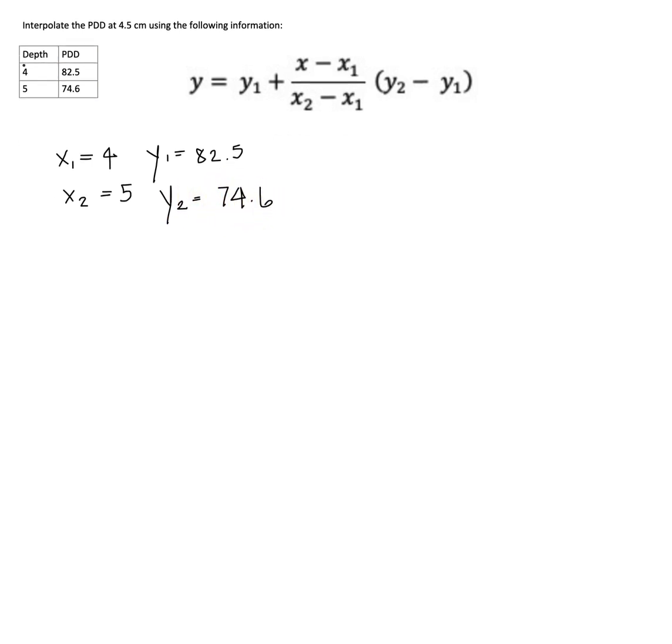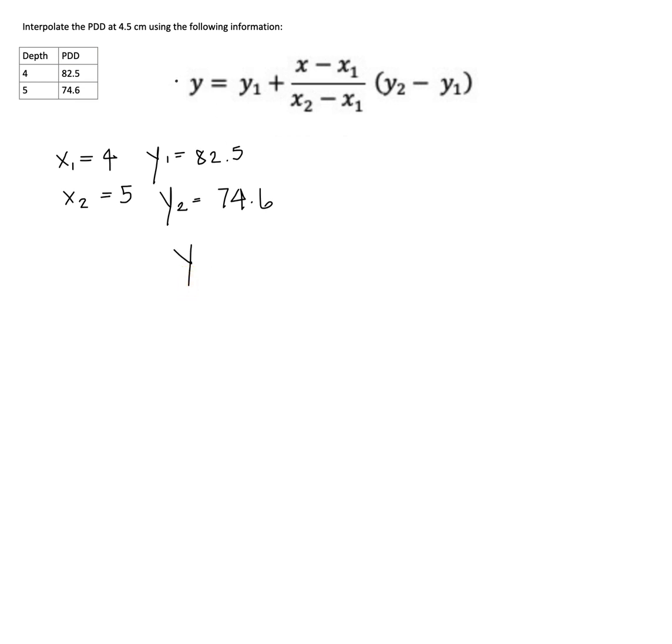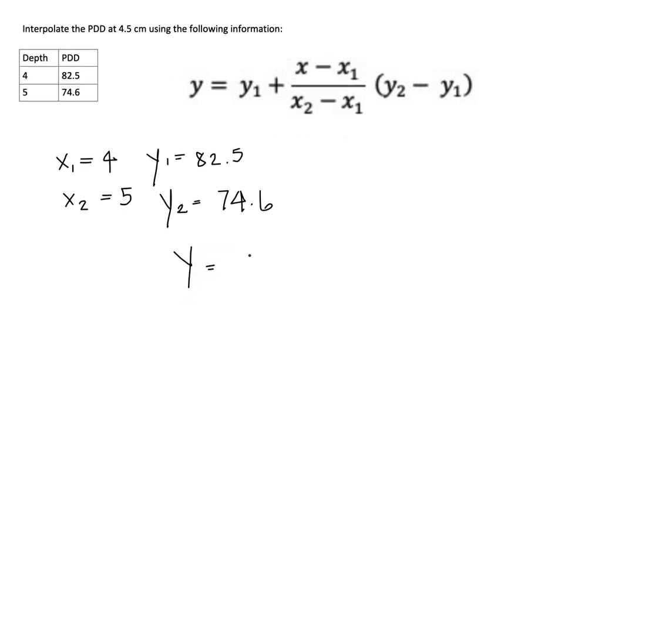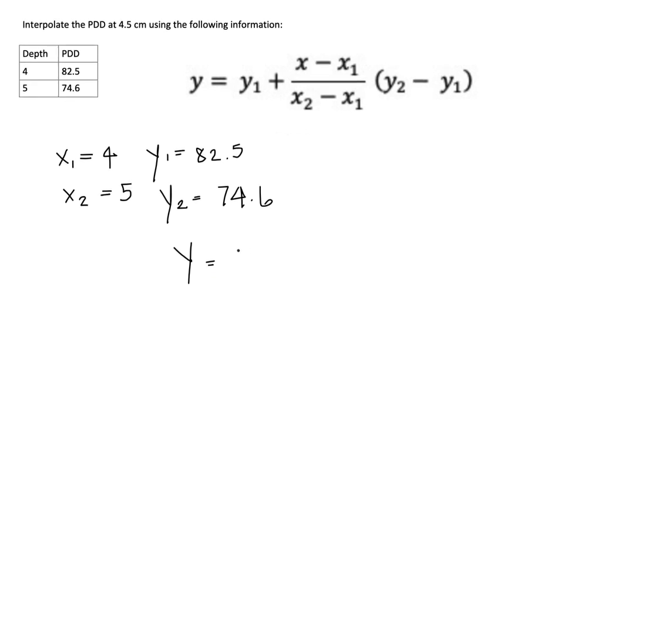We are looking for the PDD. So we have PDDs as our y's. So the next y, we don't have it labeled. So in this equation, y is going to be unknown. So I always put the unknowns as x. Might be a little tricky, so you can just leave it as y if that helps. And our x without any sub number is going to be 4.5, where we are looking for it. Now I just plug everything in.